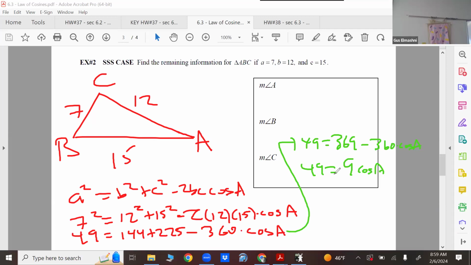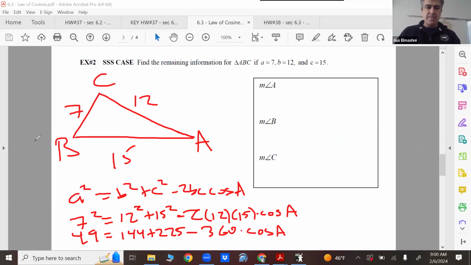This happens almost every time I teach this, someone does this. I'd like that question to be perfect, and no one makes this mistake in this class. That'd be awesome if that happens. But anyway, just don't do it. What you need to do instead is subtract the 369 first, because the cosine is like a variable now, right? It's an unknown.